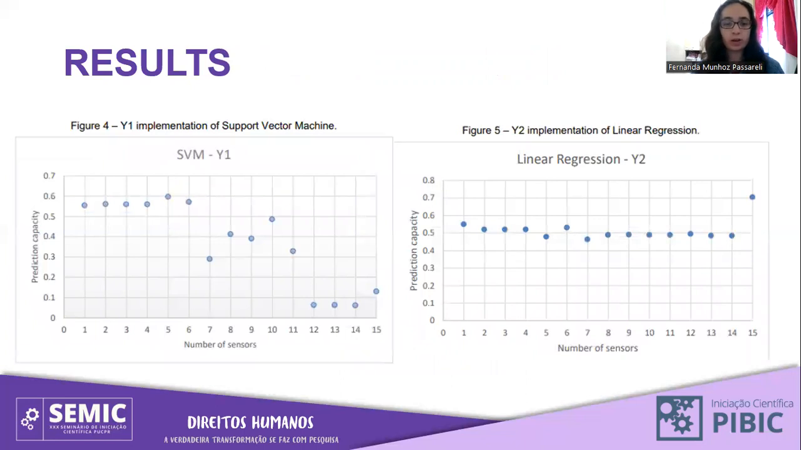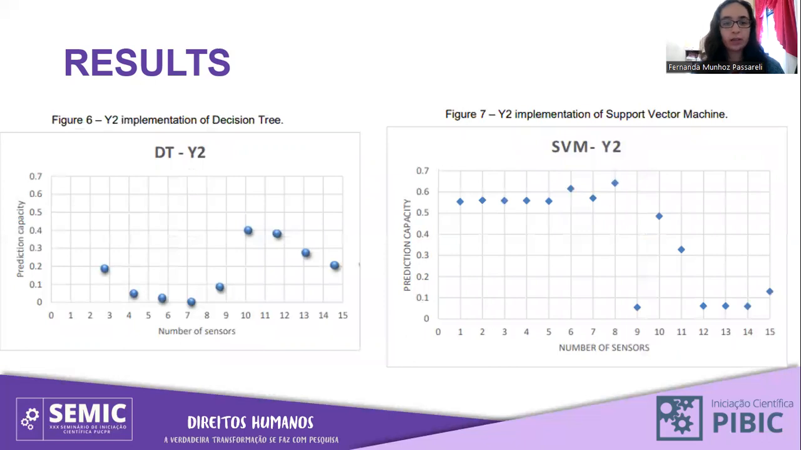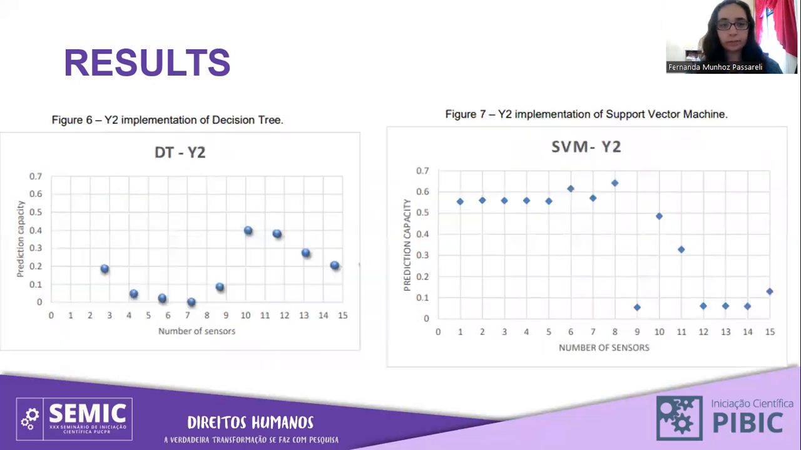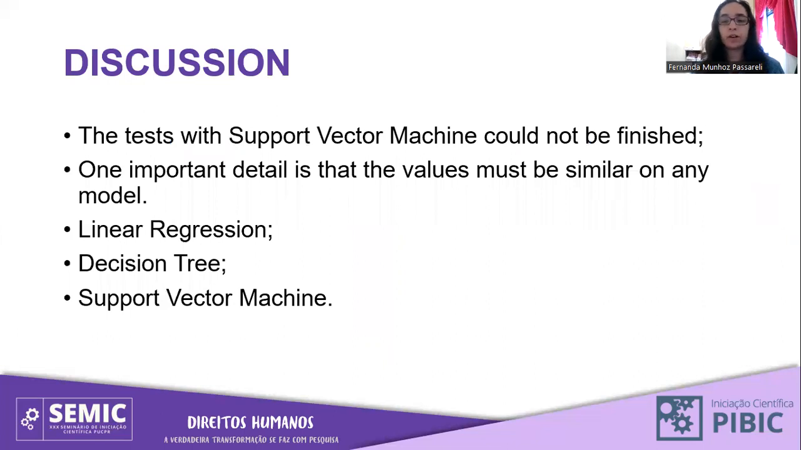When implementing support vector machines, some issues happened and it could only be tested until feature 6. But until feature 6, its performance was okay and very, very good for the data obtained. When reconstructing y2, linear regression had similar results to the others, just like decision tree and support vector machine. The test with support vector machine could not be finished. They were only done until feature 6.